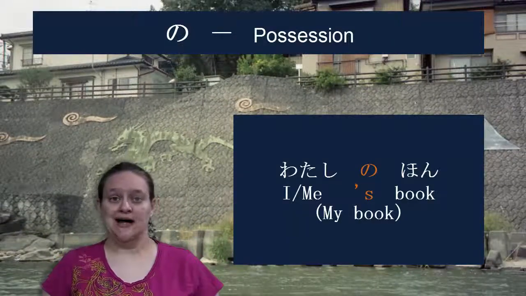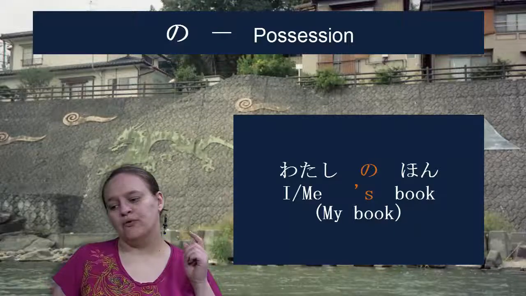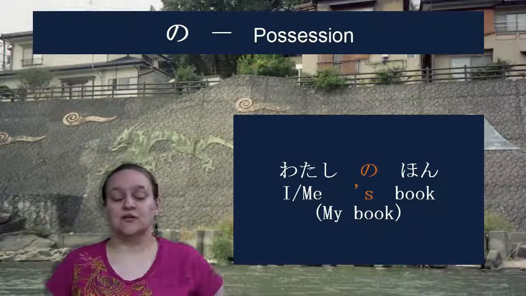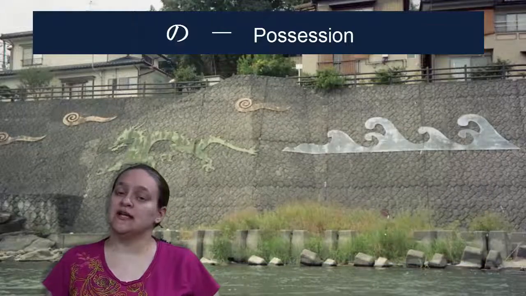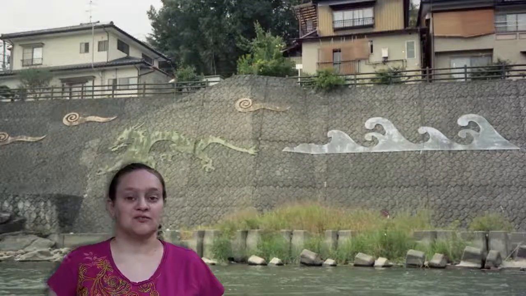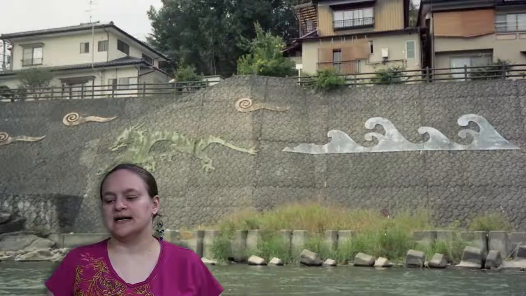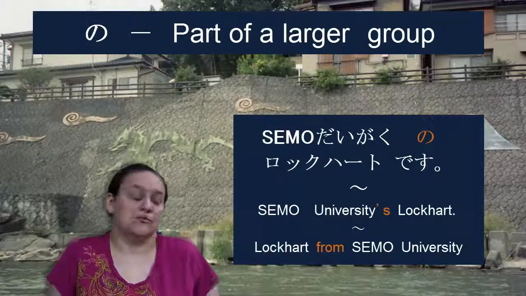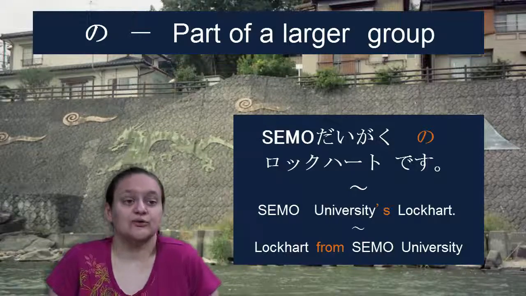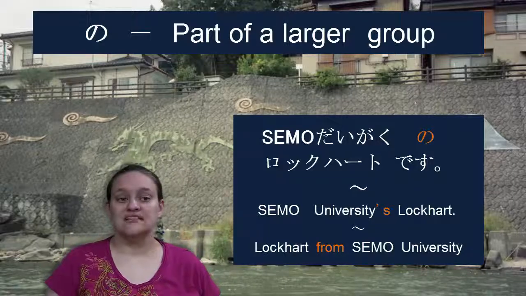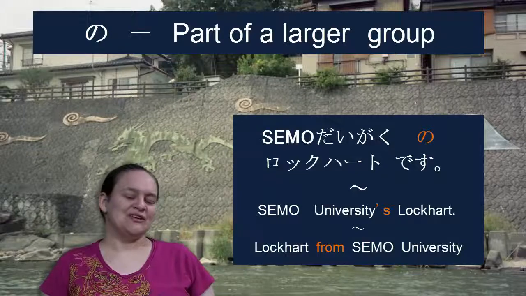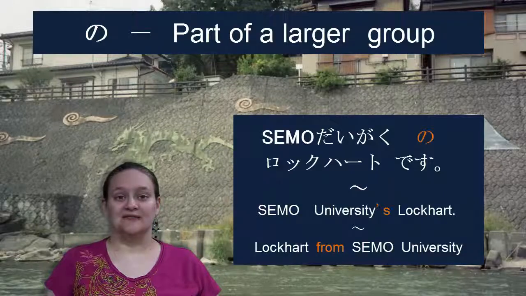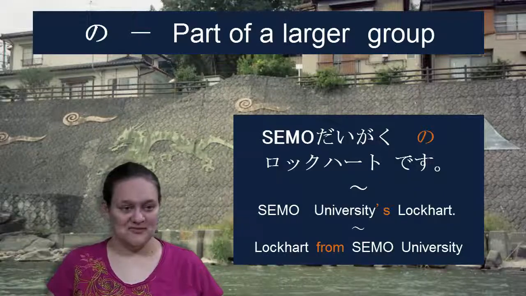Watashi no hon, my possession book. And the no goes after the noun that does the owning. So watashi no hon. It also could be in a more general sense, such as big corporation versus small person. So for instance, Shimo Daigaku no Lockhart desu would be, watashi wa Shimo Daigaku no Lockhart desu. That's, I am Shimo University's Lockhart, which is more correctly translated as, I'm the Lockhart from Shimo University, or I'm a Lockhart from Shimo University.